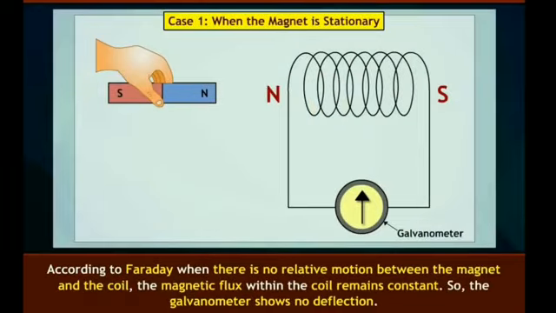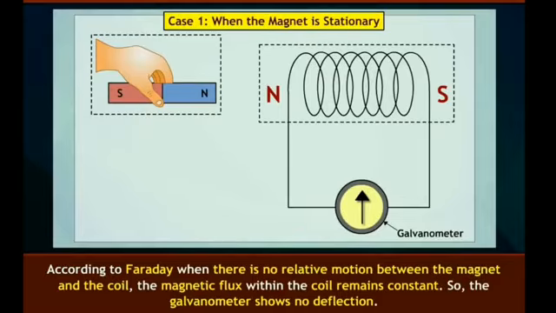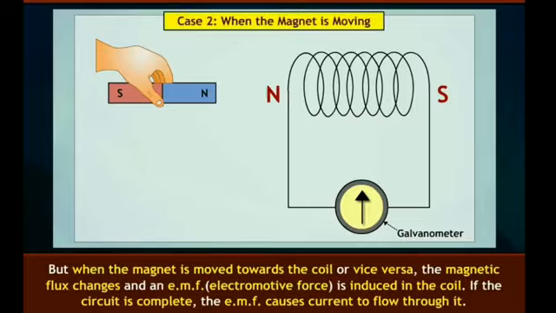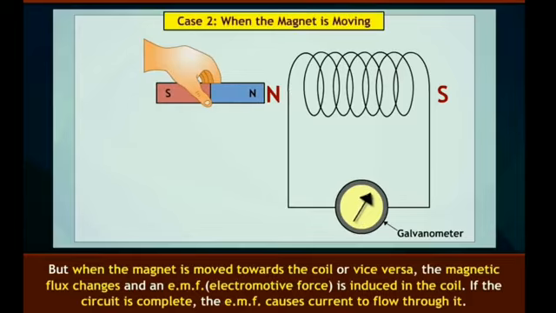According to Faraday, when there is no relative motion between the magnet and coil, the magnetic flux linked with the coil remains constant, so the galvanometer shows no deflection. That is when the magnet is stationary. But when the magnet is moved towards the coil or vice versa, the magnetic flux changes and EMF is induced in the coil. If the circuit is complete, the EMF causes current to flow through it.